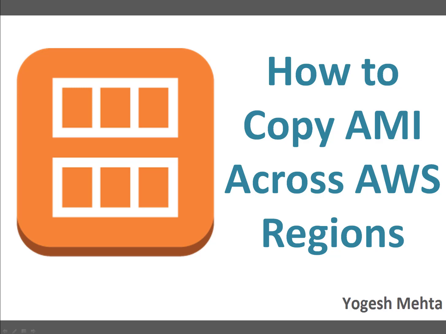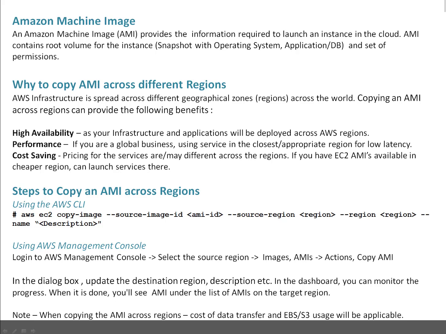My name is Yogesh. In this quick session, we are going to talk about how to copy AMI across AWS regions. We all know an Amazon Machine Image provides the information required to launch an instance in the cloud. An AMI contains the root volume for the instance, which is basically a snapshot with the operating system or application or DB installed, and some set of permissions.